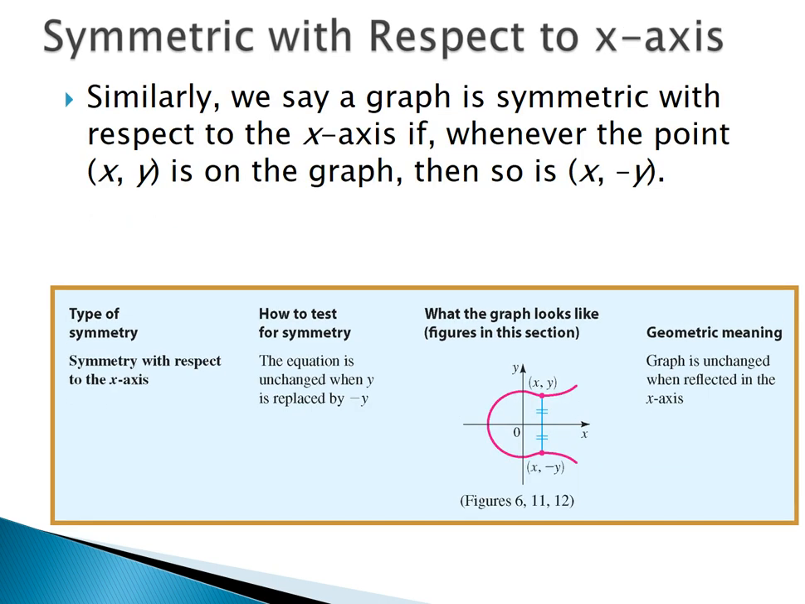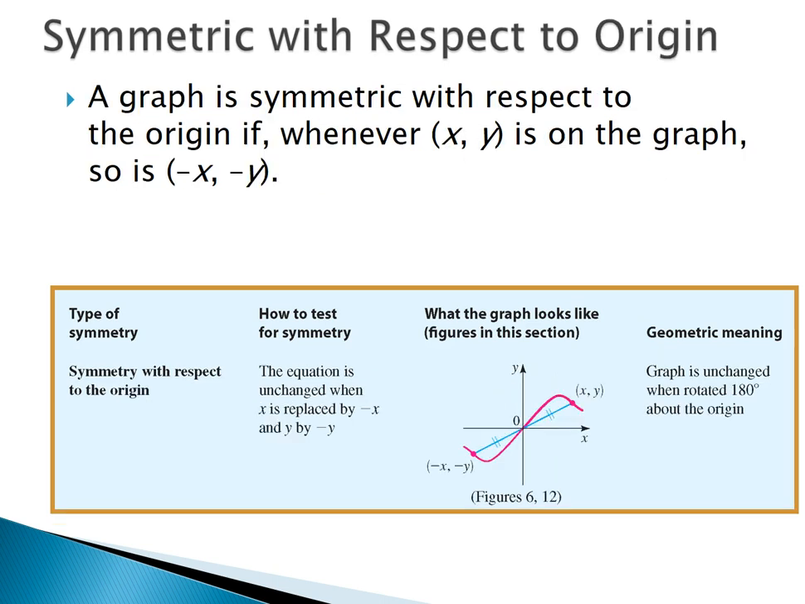Here's an example of x-axis symmetry. The way we test it is we look to see when you plug in a negative y, does anything change? So for y-axis symmetry, we plugged in a negative x. For x-axis symmetry, we plug in a negative y, and you look to see whether anything changes. And then for the third type, origin symmetry, we plug in a negative x and a negative y. We plug in both of them, and we look to see whether anything changes.